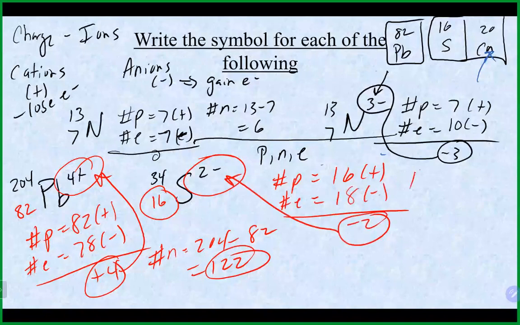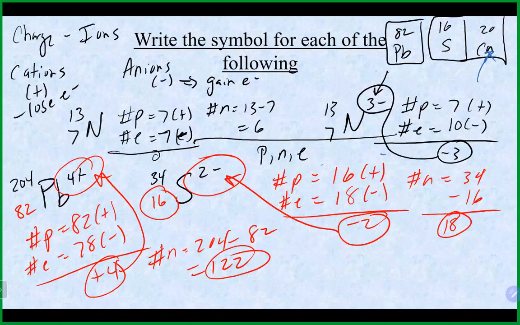And our number of neutrons here would be 34 minus 16. And in this case, they're 18, I believe. There we go, 18 neutrons. Any questions on any of those there?